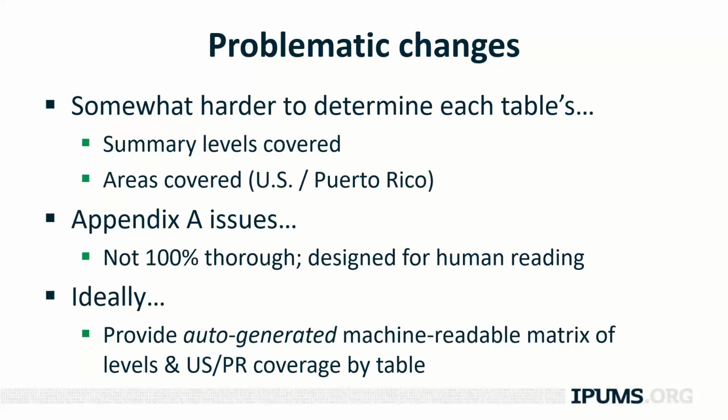summary files. So what we recommend, and this is really for the original summary file format as well as the new one, is that it would be great if the Census Bureau could auto-generate a machine-readable matrix of which levels and which areas are covered by each table, so that users don't have to inspect the files to determine this themselves.